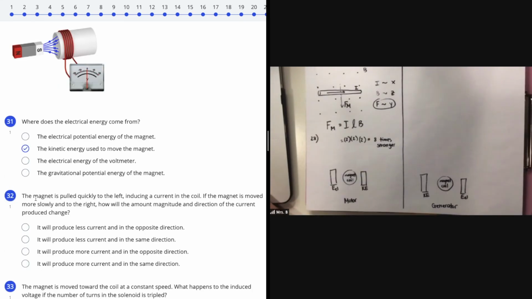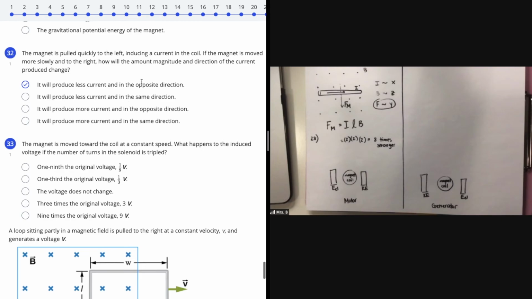The magnet is pulled quickly to the left, and that induces a current in the coil. When you move it to the right, that's going to change the direction of current. So current is now going to travel in the opposite direction. But since you're moving it more slowly, that produces less current. Because there's less kinetic energy, there's less electrical energy. So it will produce less current and in the opposite direction.